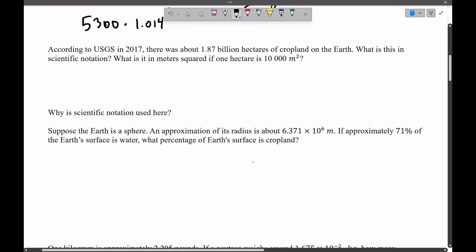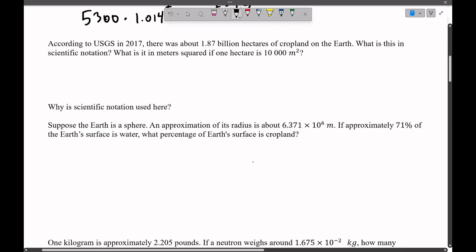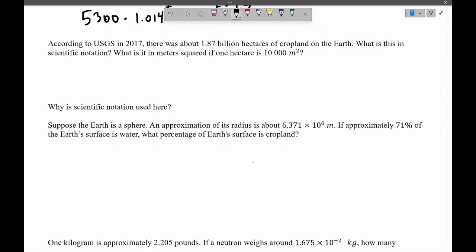According to the USGS in 2017, there was about 1.87 billion hectares of cropland on the Earth. What is this in scientific notation? Move really quick. Can you see that? 1.87 billion. Billion is going to be 1,000 is 3, million is 6 zeros, and billion is going to be 9 zeros. This is the same thing as 10 to the 9 hectares. 1.87 times 10 to the 9. So 1.87 billion is the English way of using scientific notation.